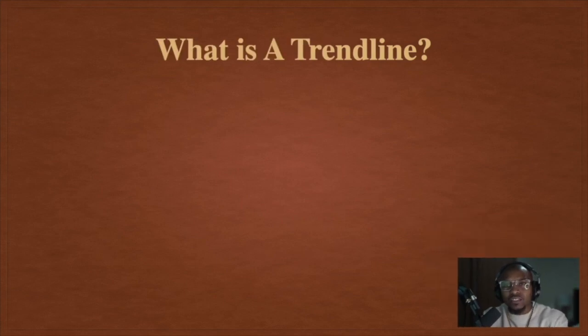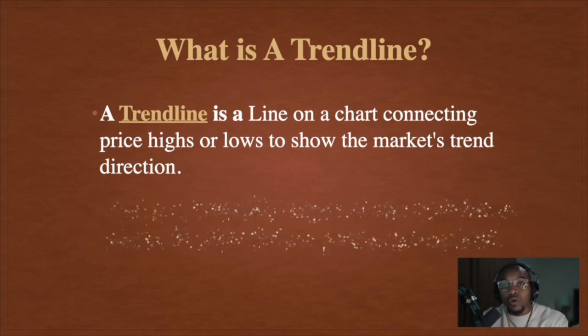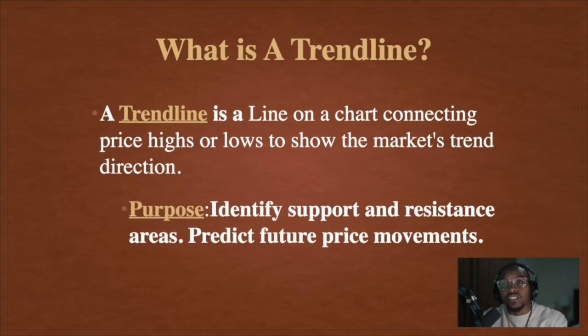Now let's get right into it. So what is a trend line? A trend line is a line on a chart connecting price highs or lows to show the market's trend. The purpose is to identify support and resistance areas in the market to predict future market activity or prices.